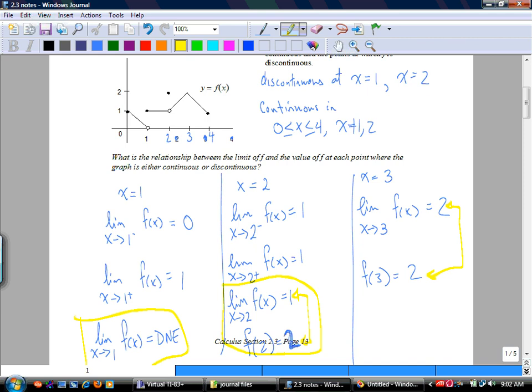Cool? Flip the page. What? No, ask. Wait.